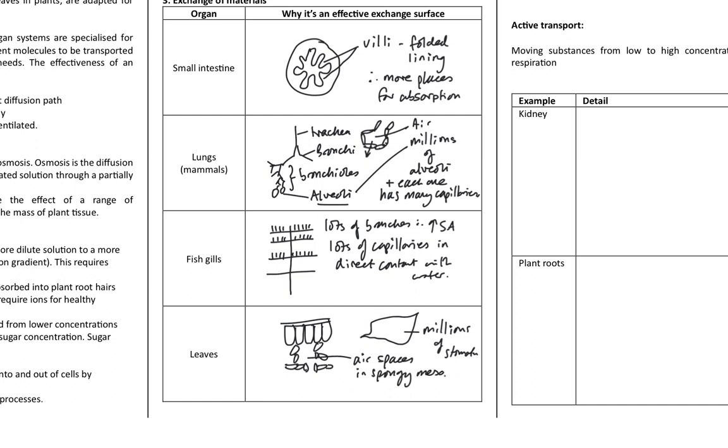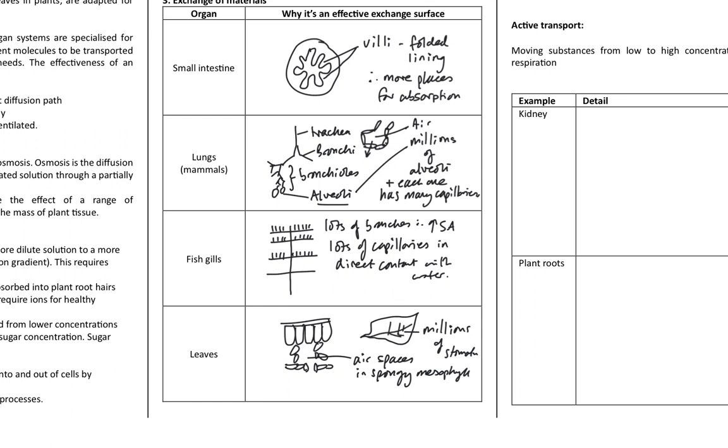So they're highly likely to not ask this question on its own. It'll be in a leaf question, yeah? The lung one will be in a lung question. The small intestine will be in a digestion question. Fish gills is a standalone thing. Yeah, we don't know any more detail about it. So if they could easily build a larger question.